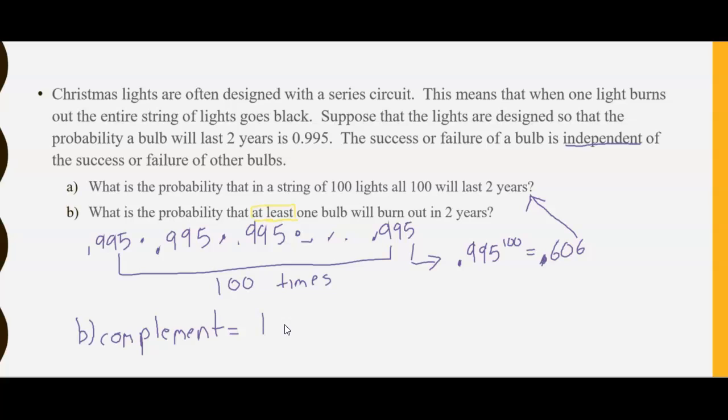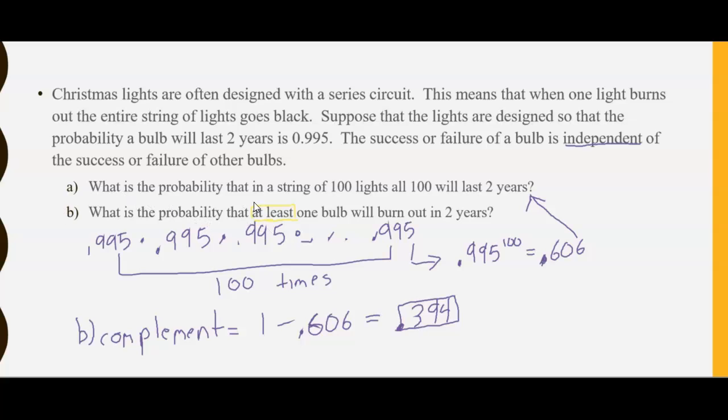Which would be 1 minus 0.606, which gives you 0.394. There's your answer for B, 0.394, so roughly 40%.